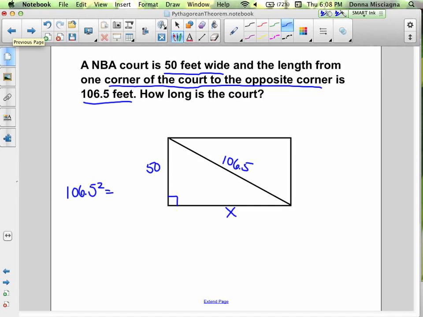So 106.5 squared is equal to 50 squared plus x squared. I do not know 106.5 squared, but now we do. That is 11,342.25. Try to hold up the calculator here, and talk in the microphone. 11,342.25 is equal to 2,500 plus x squared. We are going to subtract 2,500 from both sides.